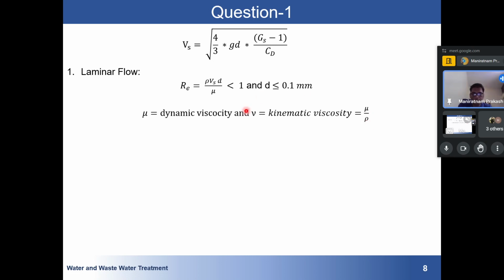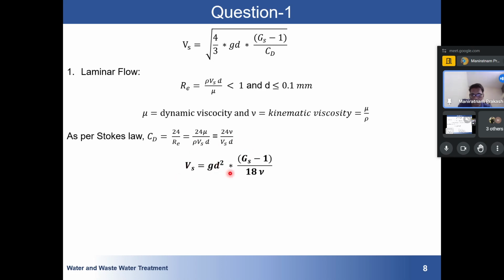Now as per Stokes law, the drag coefficient is given by 24 by Re. This is the formula given by Stokes law, and here we will put the value of Re, either in terms of dynamic viscosity or kinematic viscosity. If we substitute this CD value here, we get the settling velocity in this manner: Vs is equal to G d squared (Gs minus 1) by 18 mu, sorry, 18 v.